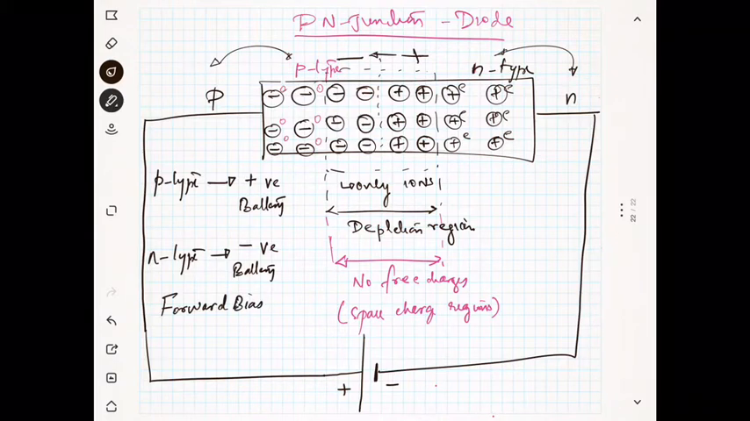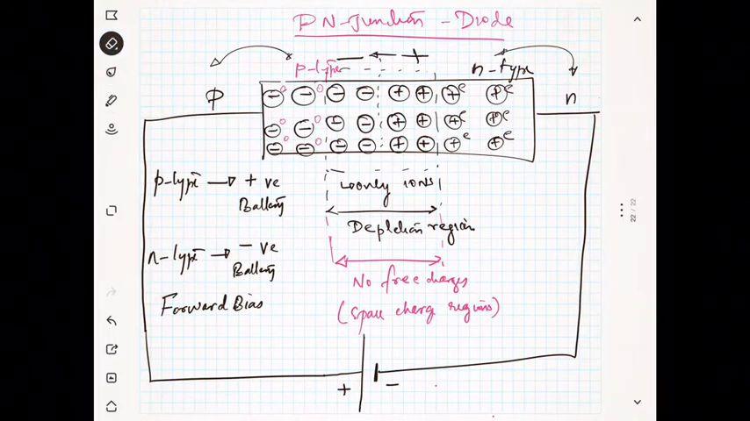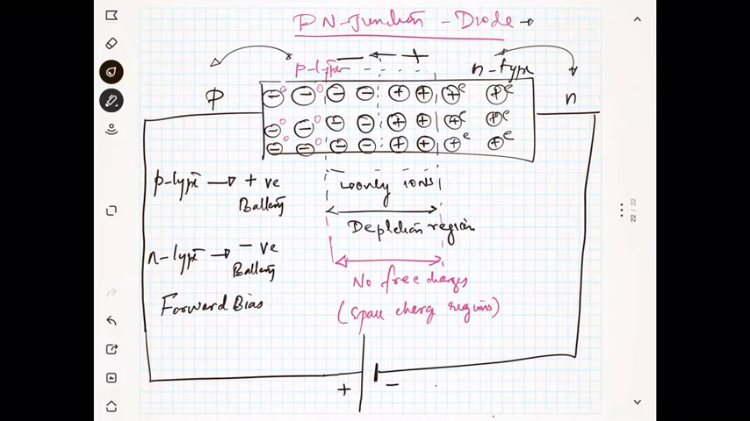So I am going to put the heading p-n junction diode in forward bias. This is what we are going to discuss now. What will happen if we connect in forward bias? In forward bias you have p-type and n-type semiconductor, and you connect the p-type semiconductor with the positive and the n-type with the negative of the battery.